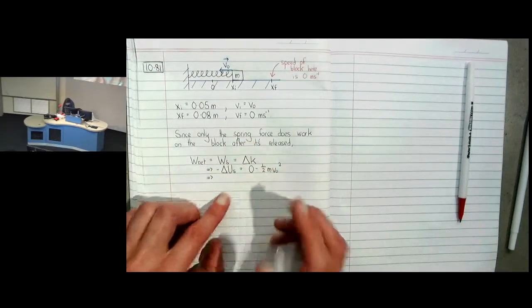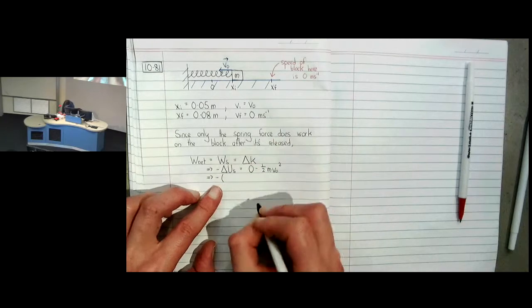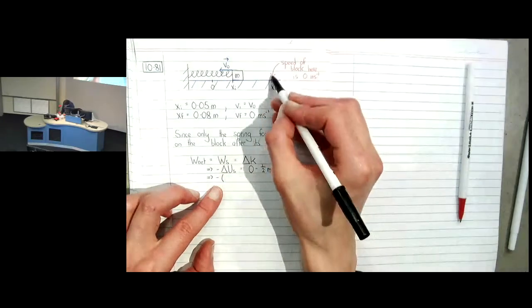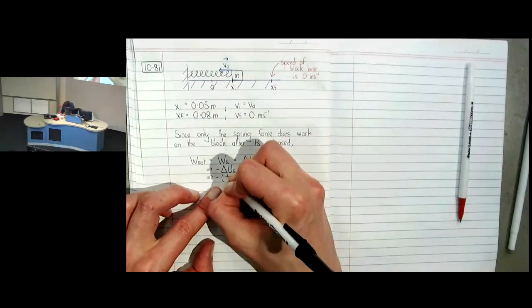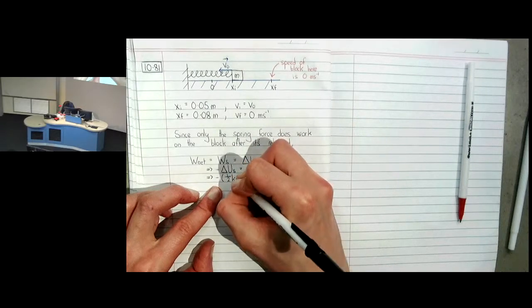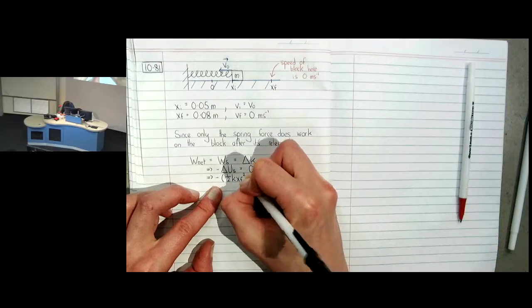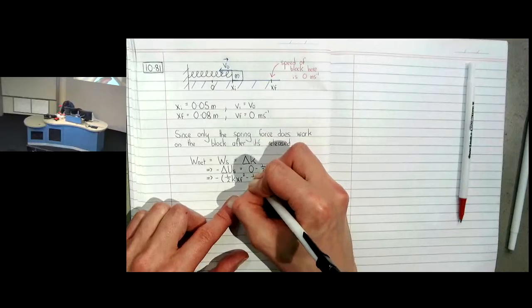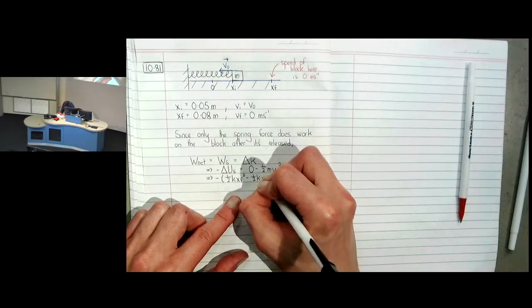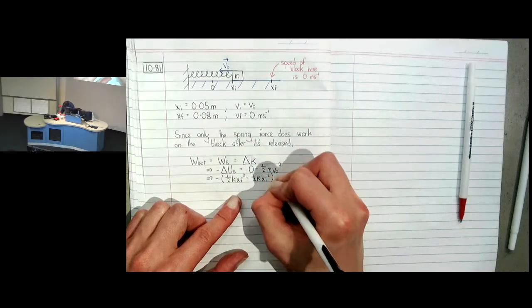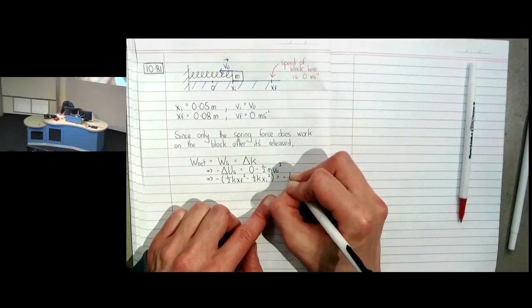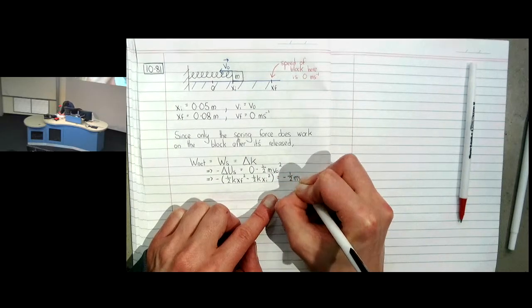Now the change in the elastic potential energy is going to be the final elastic potential energy, which is just a half k x_f squared, minus the initial elastic potential energy, which is a half k x_i squared, and that's going to be equal to a half m V_0 squared.